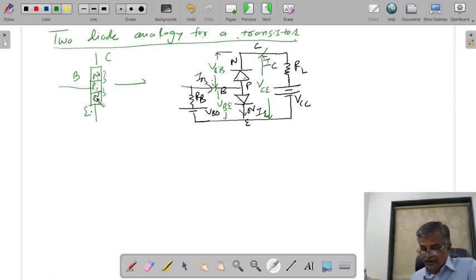So an NPN transistor can be drawn as two PN junctions connected as back-to-back diodes, and for this circuit I can write VCE is equal to VCB plus VBE, meaning this voltage is equal to this voltage plus this voltage. This one is very, very small, so sometimes they also write it like this.